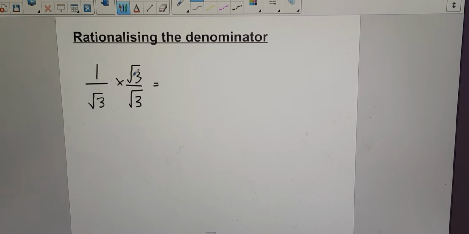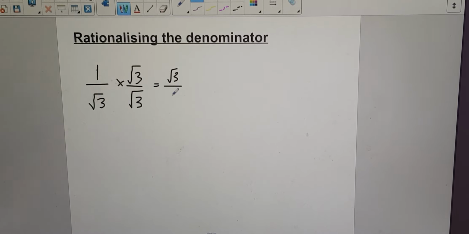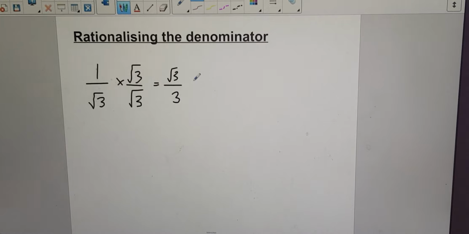1 times square root 3 is square root 3. Square root 3 times square root 3 is square root 9, or just 3. Here, this is me, and I've rationalized the denominator because no longer is my denominator an irrational number.